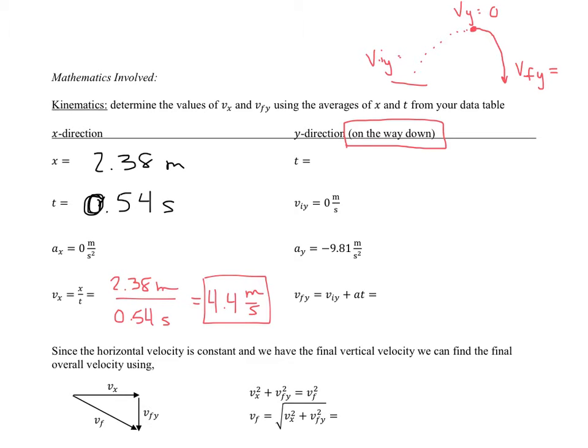What's the time in this case, Kat? It is half. Very good. So whatever your time was in the x direction, just halve it. For me, half of 0.54 is 0.27, so I'm going to put 0.27. Depending on your time in the x direction, just take half of whatever it was.